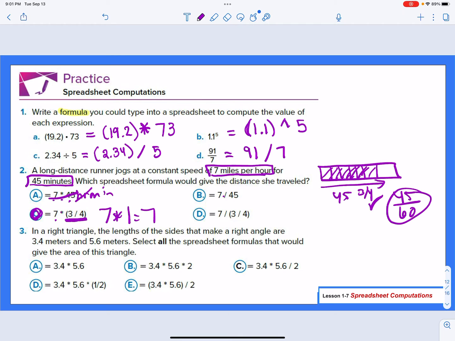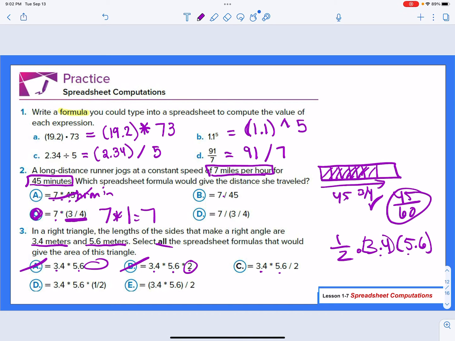Number 3, in a right triangle, lengths of the sides that make a right angle are 3.4 meters and 5.6 meters. Select all the spreadsheet formulas that would give the area. Remember, area is going to be 1/2 times the 3.4 times the 5.6. So we need to have those numbers in it. I got 3.4, 5.6, but no half, so nope. 3.4, 5.6, I have a 2. Nope.